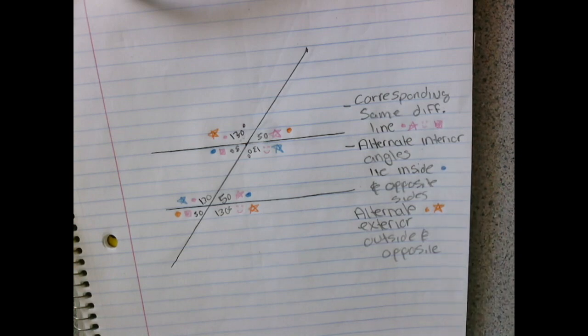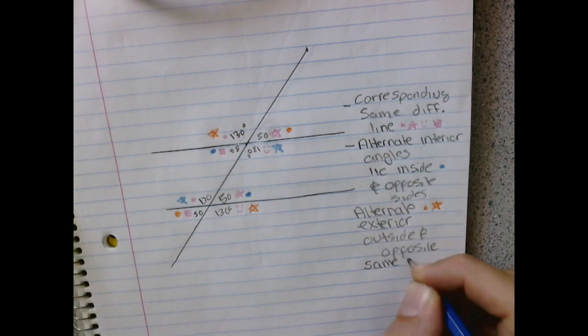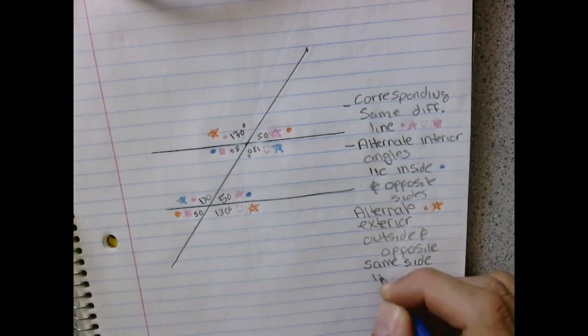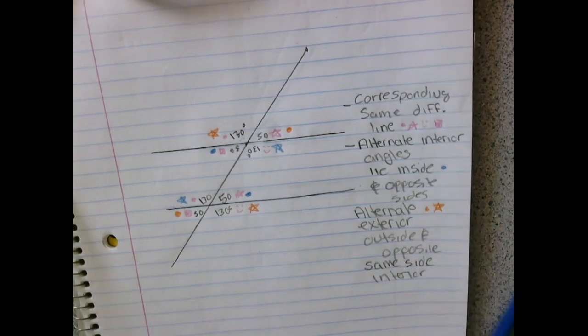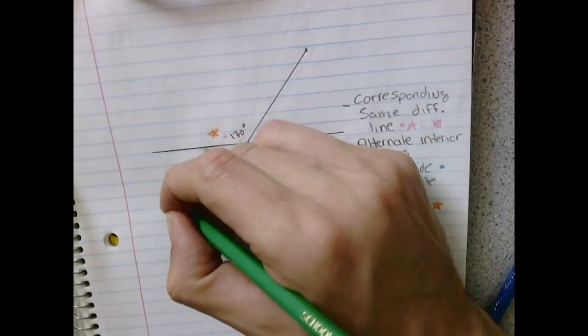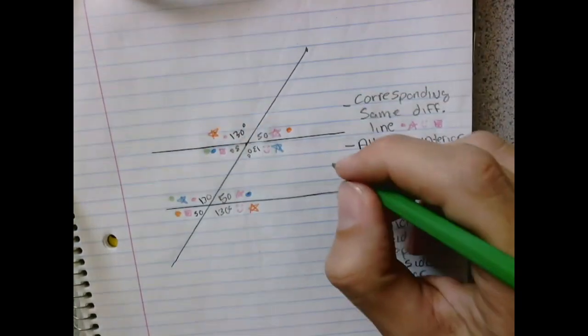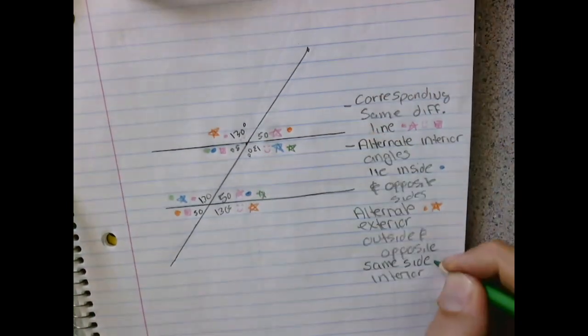The last one we're going to talk about is same side interior, also called consecutive interior. Same side interior is going to be green. So we have green and green, same side interior. And we have green and green.